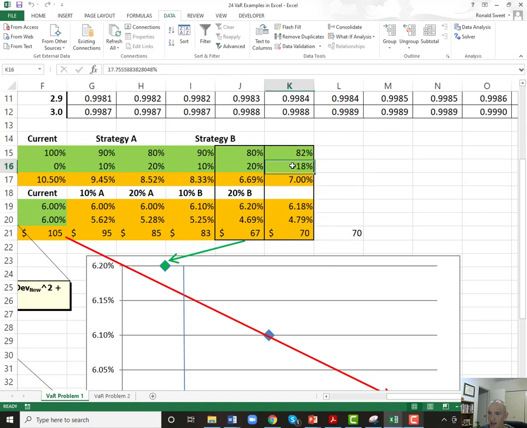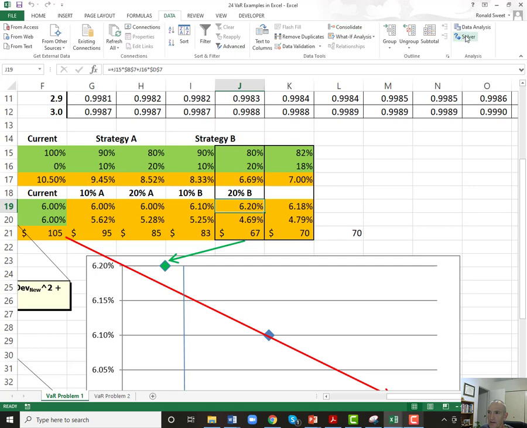So if we put 18% in B and 82% there, we get a 7% value at risk, and we get a return of 6.18. That's not as high here. So this is actually better. So let's try going even lower.